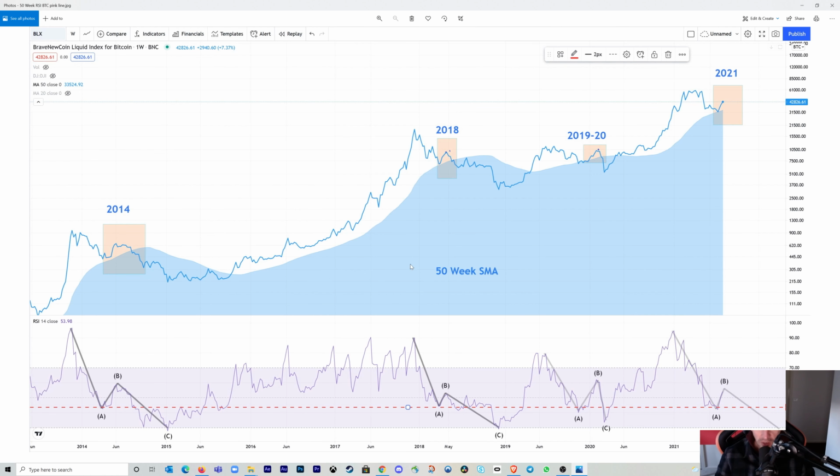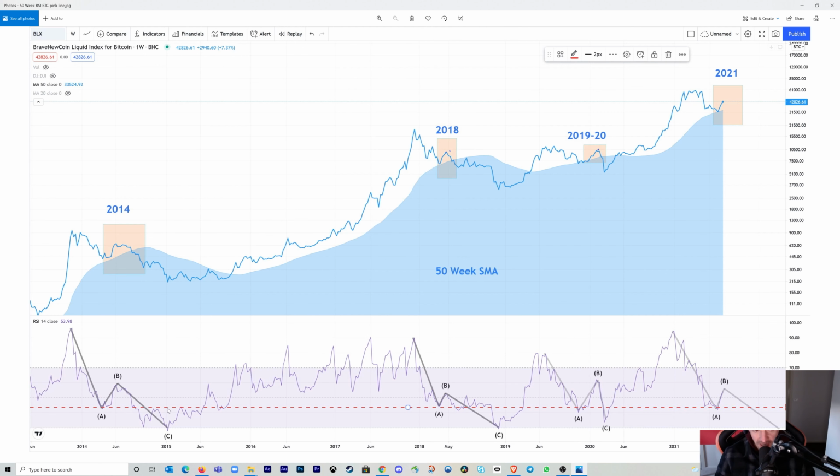Now, if we have a look at the 2017-2018 run, it did exactly the same thing. Look at this. The RSI is quite high. It's overbought. And then at the peak of the cycle, we're at this point here when it's overbought. And then it came down to the same dotted line. It's gone up and then it's gone down again in this ABC correction.